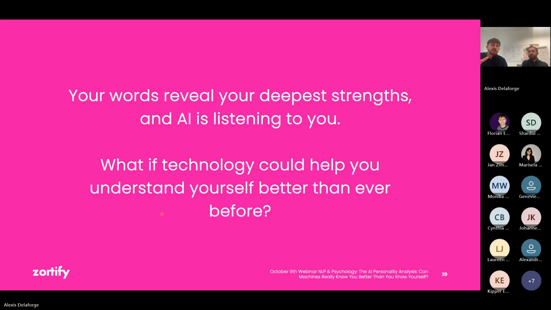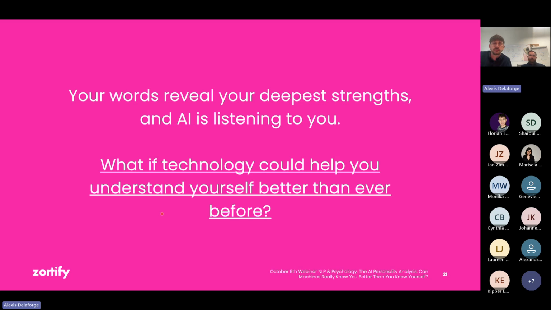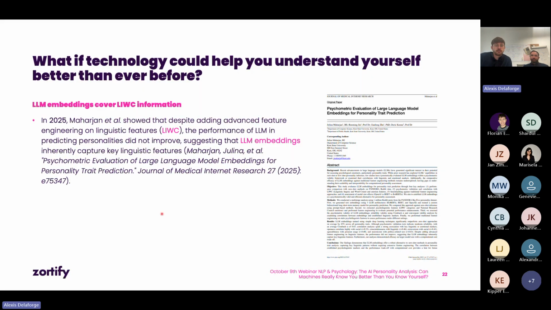So let's get back to our two statements. We have seen that words reveal your deepest strengths and AI is listening to you. But now we will focus on the second statement: what if technology could help you understand yourself better than ever before? And actually, an article published this year reinforced our belief that we were right since the beginning to use deep learning models to predict personality.